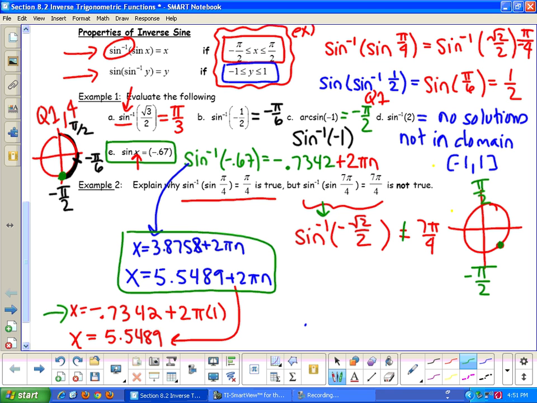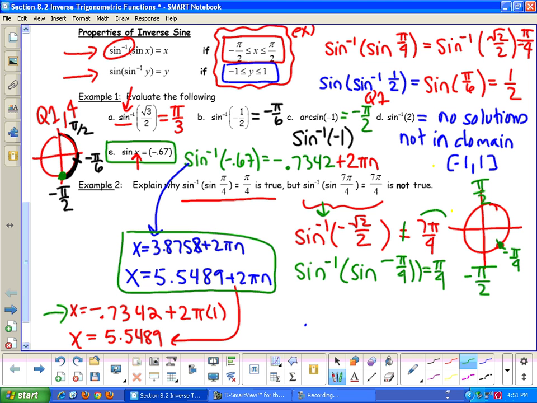So because of that, I have to switch it. If instead I were to say, in this case, negative pi over 4, I know that that would be a true statement. So I could do the sine inverse, sorry, of the sine of negative pi over 4 would be equal to negative pi over 4.